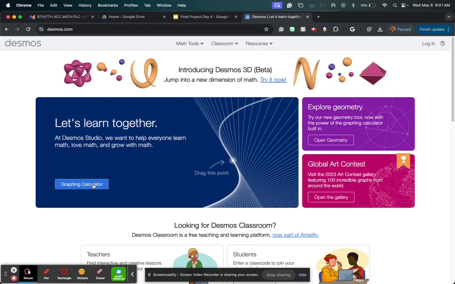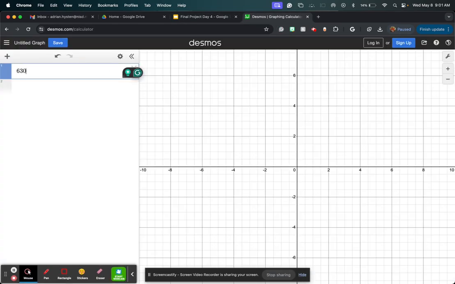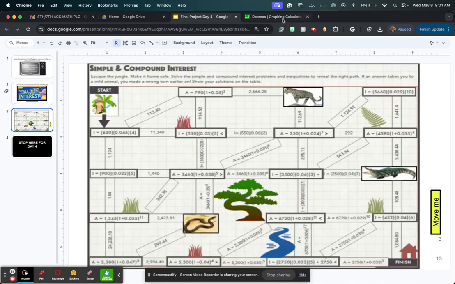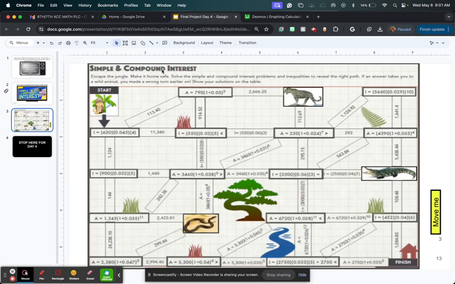So here's Desmos, graphing calculator. Again, our numbers were not 6,300, it was 630. 630, and I'll even put the I in there. So I equals 630 times 0.045 times 4. So the answer is 113.4. That would be this option here.